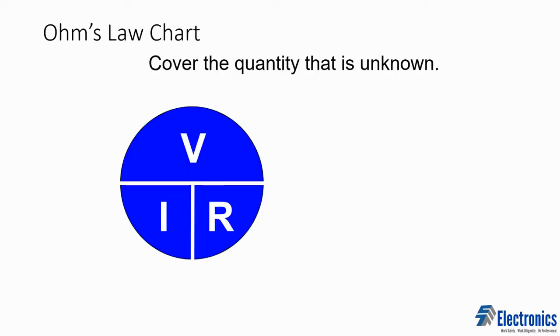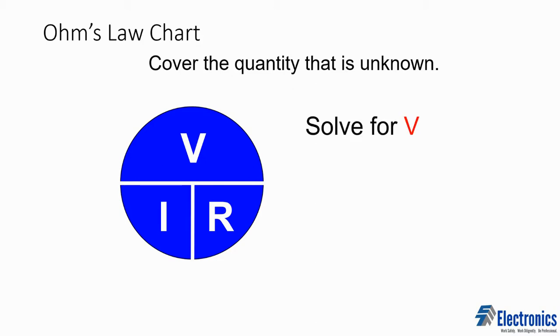So put this little circle chart down, either in your notebook or on a piece of paper. You'll draw the circle with the V on top, a line through the middle, and a line halving the bottom half, with an I on the left and an R on the right. You could flip those around. You could have the R on the left and the I on the right, but that's not really important. What's important is that the V is on top.